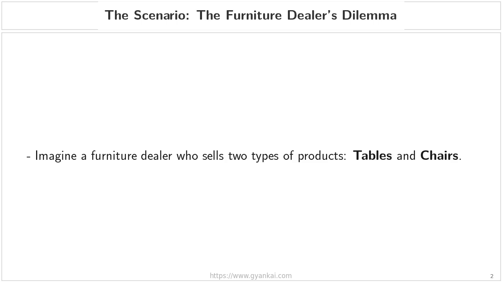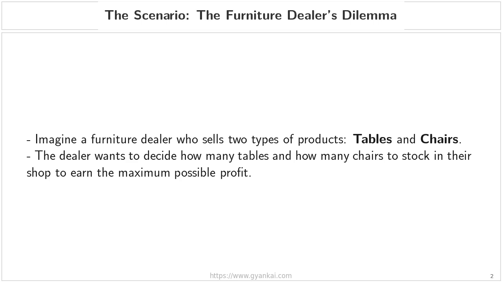The scenario, the furniture dealer's dilemma. Now that we understand the concept of optimization from our previous slide, let's apply it to a concrete situation. Imagine you are a furniture dealer. Your business involves selling two specific types of products, tables and chairs. Your primary goal, much like any business owner, is to decide exactly how many tables and how many chairs you should stock in your shop to achieve the maximum possible profit.